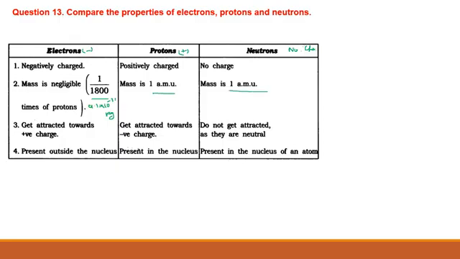Now the electron gets attracted towards positive charge, and the proton, because it is positively charged, gets attracted towards negative charge, and the neutron does not get attracted as it is neutral. Then electrons are present outside the nucleus. We know that they are present in the shells around the nucleus. Then protons, as we know, are present inside the nucleus, and neutrons are also present inside the nucleus.